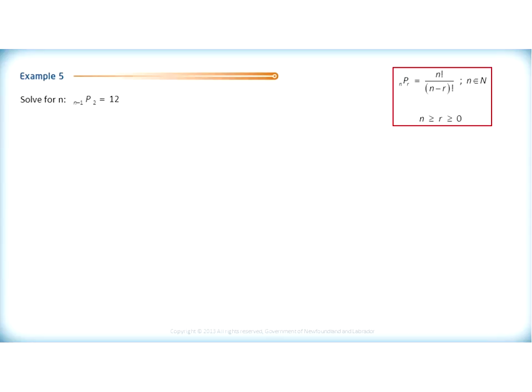Let's look at example 5. Here we are again asked to solve for n, and we have n minus 1 permute 2 is equal to 12. Again, it's important to recognize the restriction on the variables. We know that n minus 1 must be greater than or equal to 2. Therefore, n has to be greater than or equal to 2 plus 1. n has to be greater than or equal to 3. It is important to remember this as we solve for n.